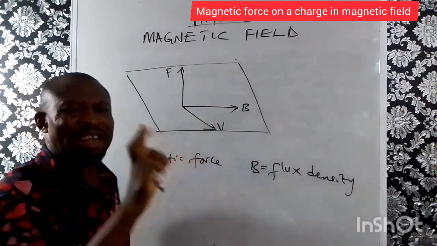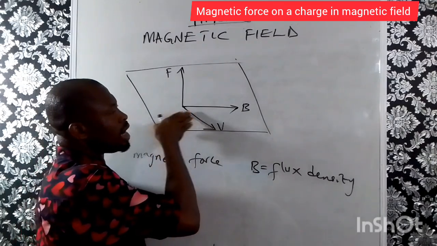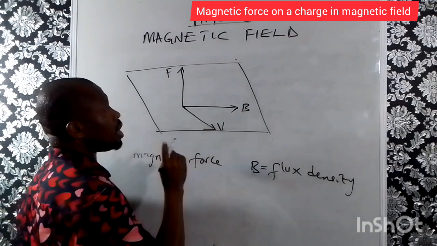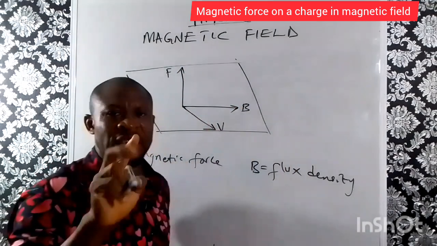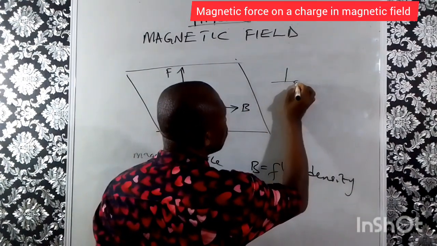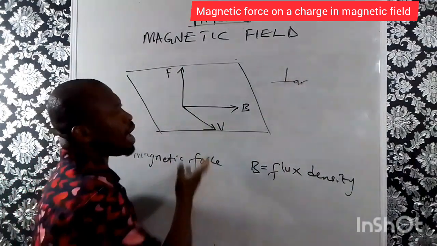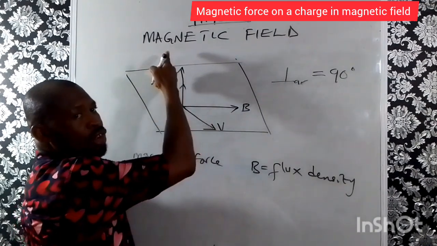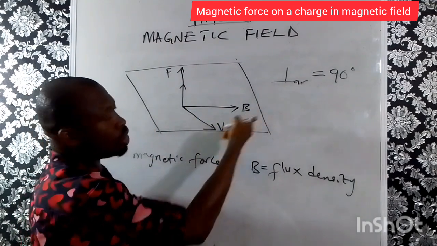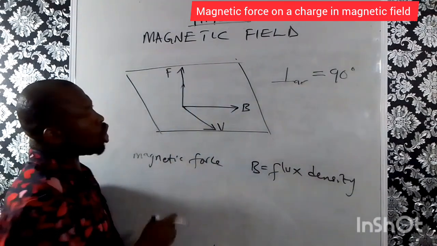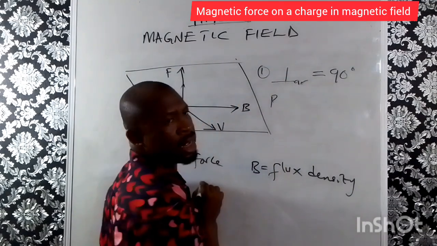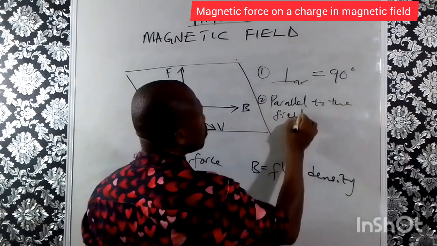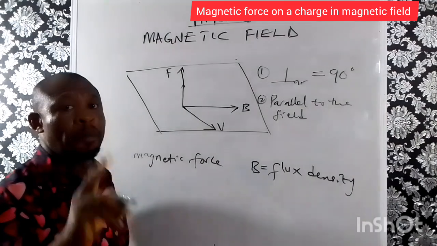Now, if a charge is moving, either it is moving in the direction of the field, that means it is moving horizontally, or it is moving perpendicular to the field. So we're going to discuss two things. Permit me to use this to represent perpendicular. If a charge is moving perpendicular to the field, that means it is moving at 90 degrees. If the charge is moving in this direction, it is moving perpendicular to the field or the flux density. It can also move parallel to the field. So it is either moving perpendicular to the field or parallel to the field.